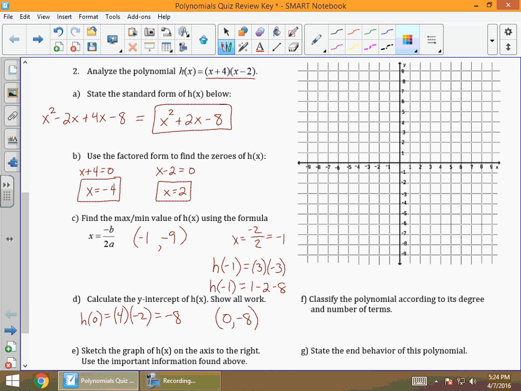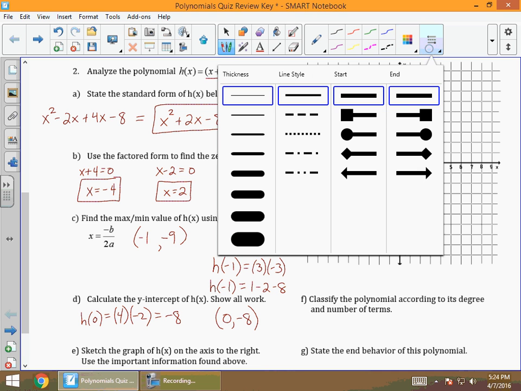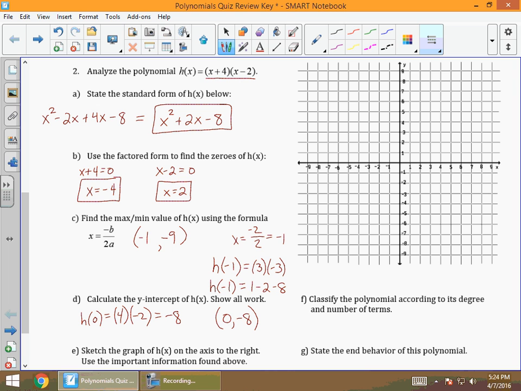Part E says sketch the graph of h of x on the axis to the right. Use the important information found above. Okay. So I know I have two zeros. I have a zero at negative 4, so I'll put a point right on the x-axis at negative 4. I also have a zero at positive 2, so I'll put my other x-intercept at positive 2.